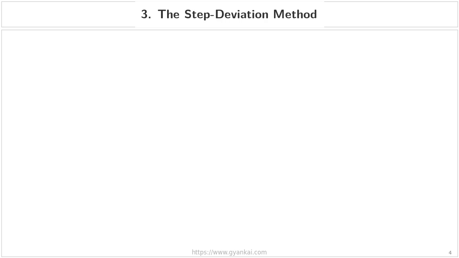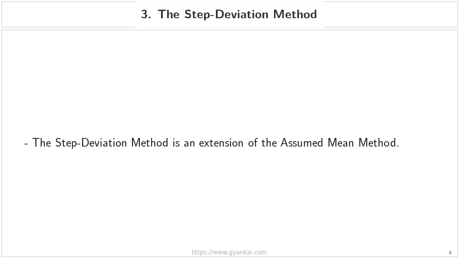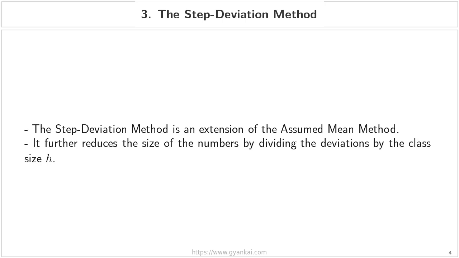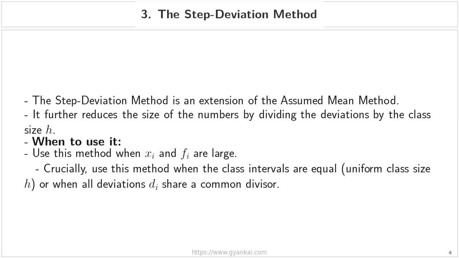3. The step-deviation method. Now, let's move on to our third and most advanced option, the step-deviation method. You can think of this method as a natural extension of the assumed mean method we just discussed. While the assumed mean method helps us by subtracting a central value, the step-deviation method takes it one step further to reduce the size of our numbers even more. It does this by taking those deviations we calculated and dividing them by the class size, which we represent as lowercase h. So, when exactly should you reach for this method?